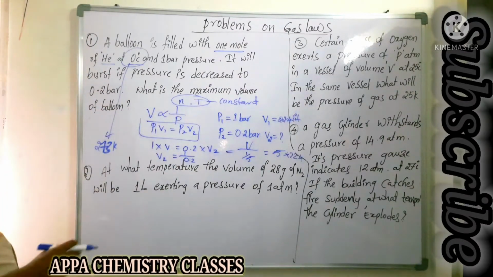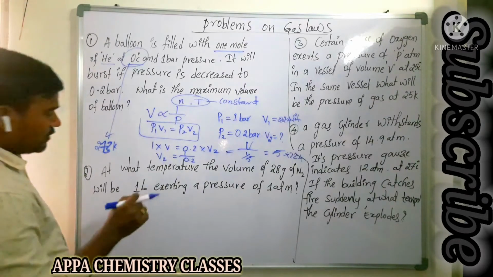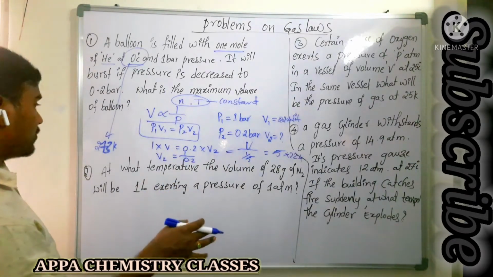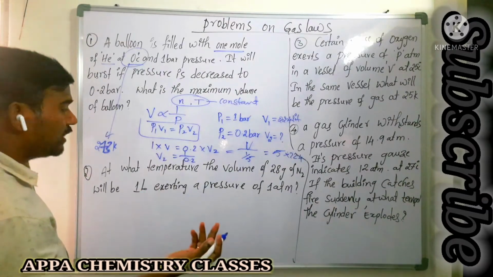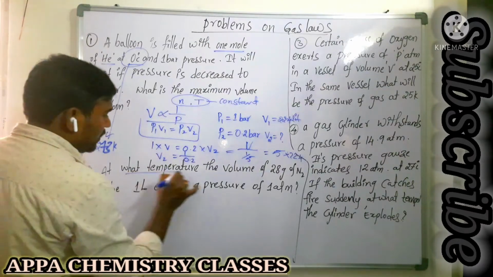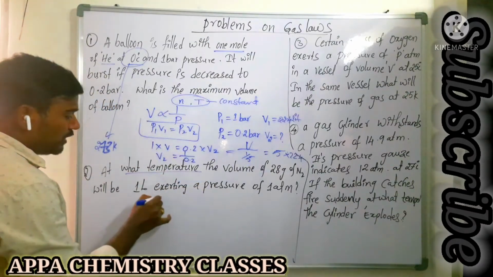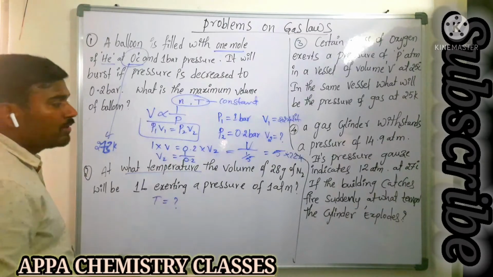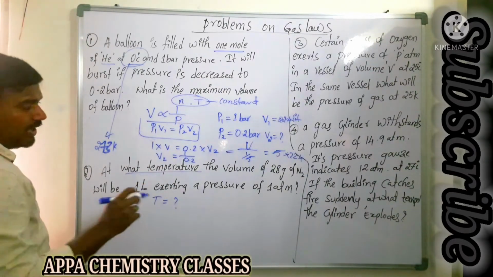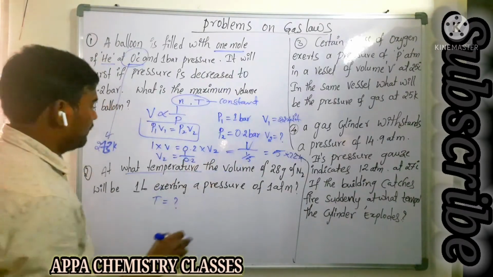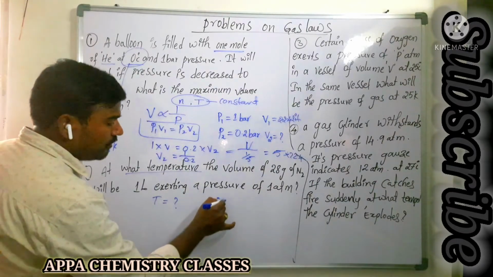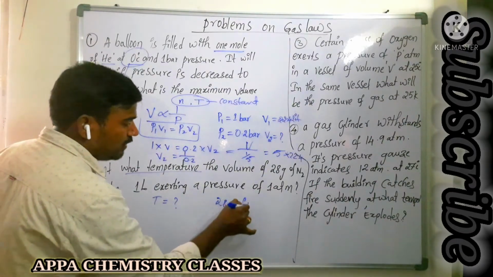Next we are going to see the problems related to the next one, that is: at what temperature will the volume of 28 grams of nitrogen be 1 liter, exerting a pressure of 1 atmosphere? They are asking us to find the temperature. We have 1 atmosphere pressure and 28 grams of nitrogen, which is nothing but what?